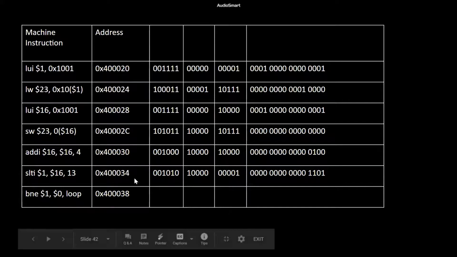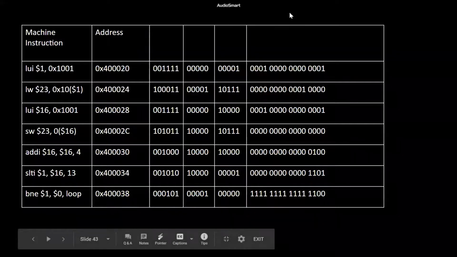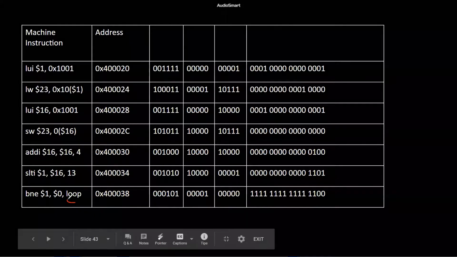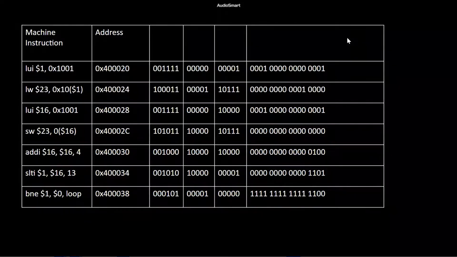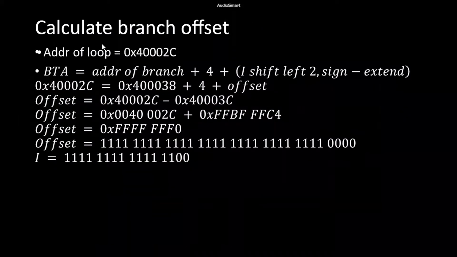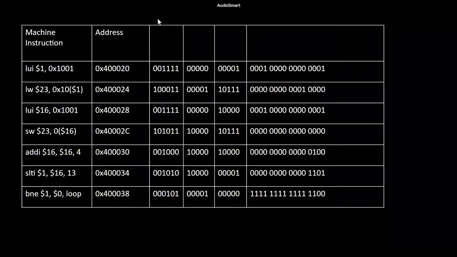The only tricky one is going to be the branch not equal, because here you have a loop, and that's actually an address that we are jumping to. So that's our target. And here we have an I value. So this is the only tricky part here. And for that, we have to calculate the target address. So let's look at how that is done.